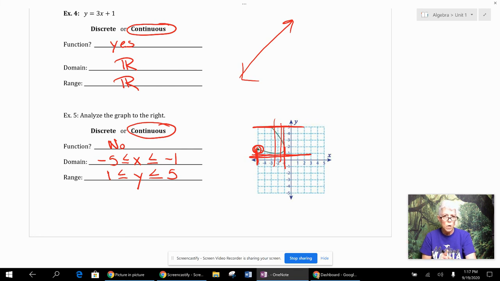And that is it. Good luck. Be careful when you're writing out the domain and ranges.